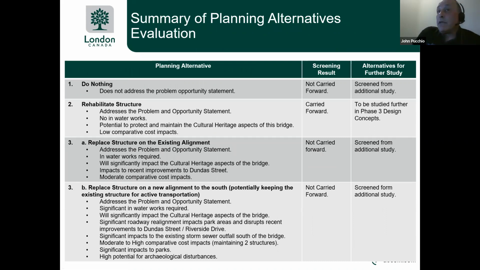So the following is a high-level summary of the impacts for each of the alternatives and recommendations for carrying forward the alternatives to the next phase of the EA. Again, from a do-nothing perspective, this does not address the problem opportunity statement and is screened out from additional study. With respect to rehabilitation, this does address the problem opportunity statement. For example, rehabilitation will not involve any in-water work, and therefore those impacts are minimized. Rehabilitation will impact some cultural heritage aspects of the bridge.